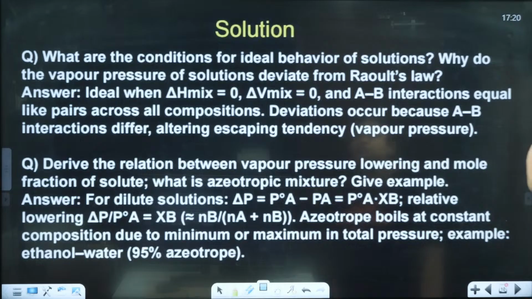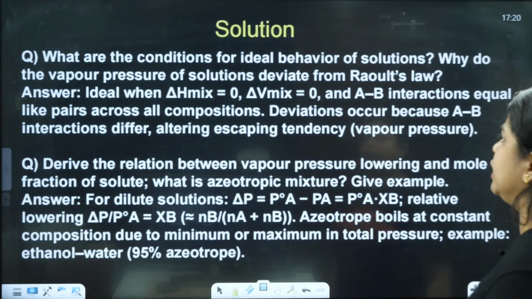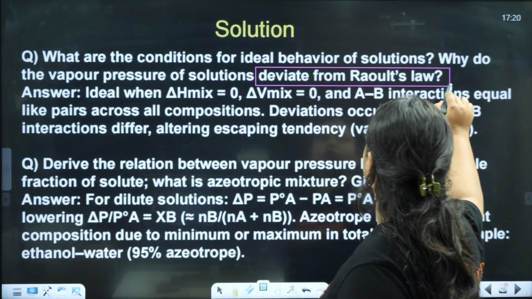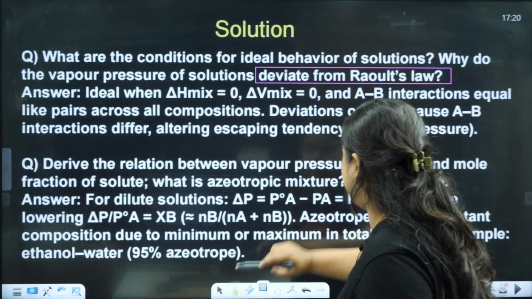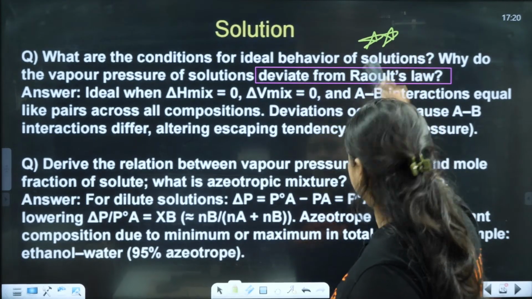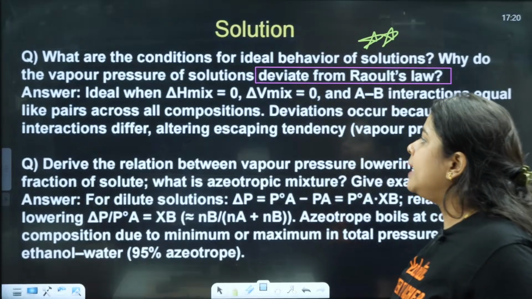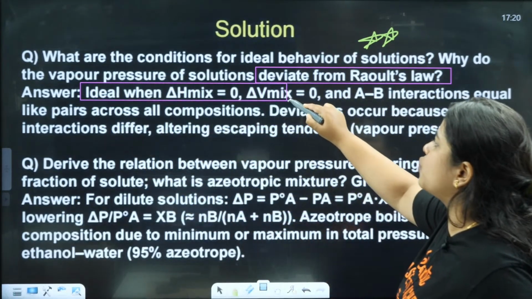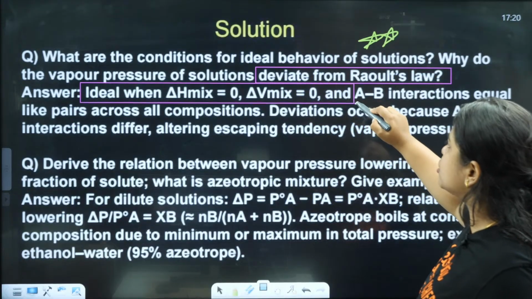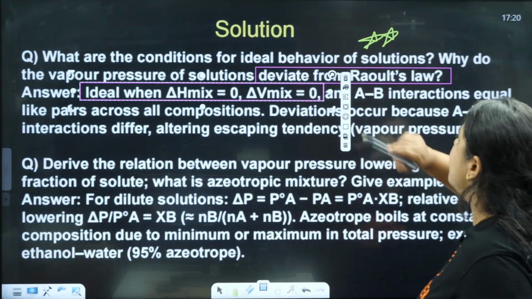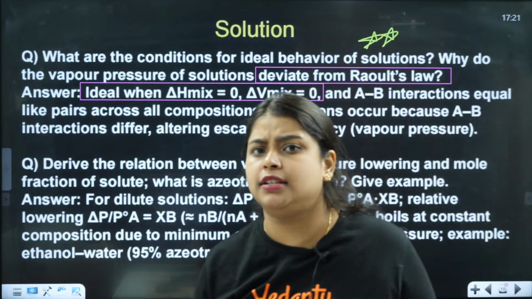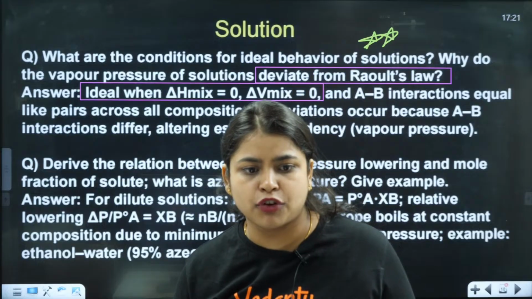What are the conditions for the ideal behavior of the solution? Why does the vapor pressure of the solution deviate from Raoult's law? Which will deviate from Raoult's law? Concentrate, this is also a very important question. Next, when it is ideal, delta H is going to be 0 and delta V mixing is also going to be 0. And what happens with the AB interactions? Whether we take negative or positive, that is different, but we should take it in the form of what?